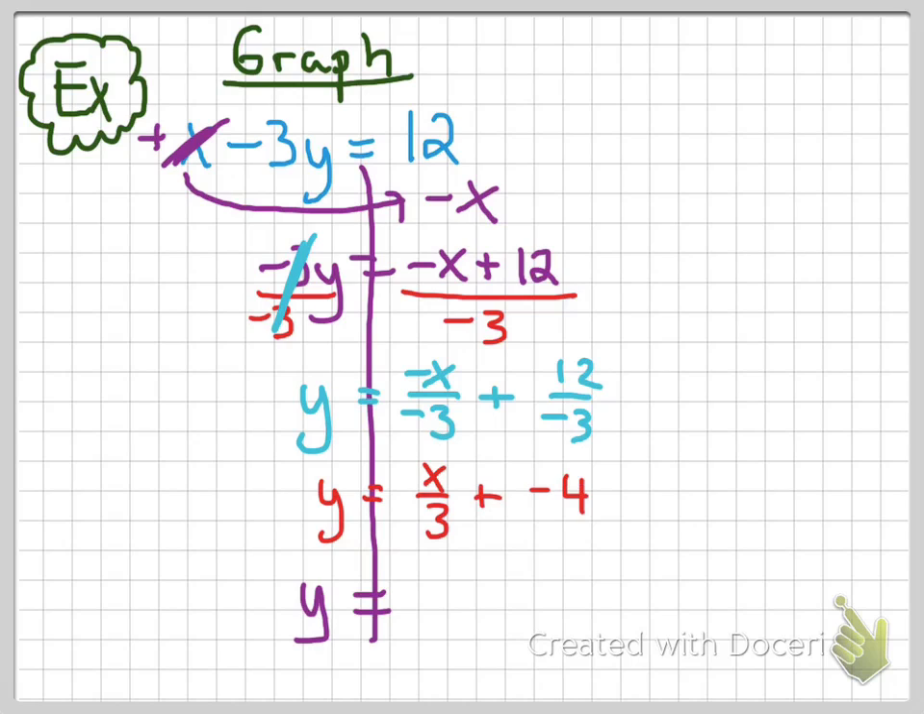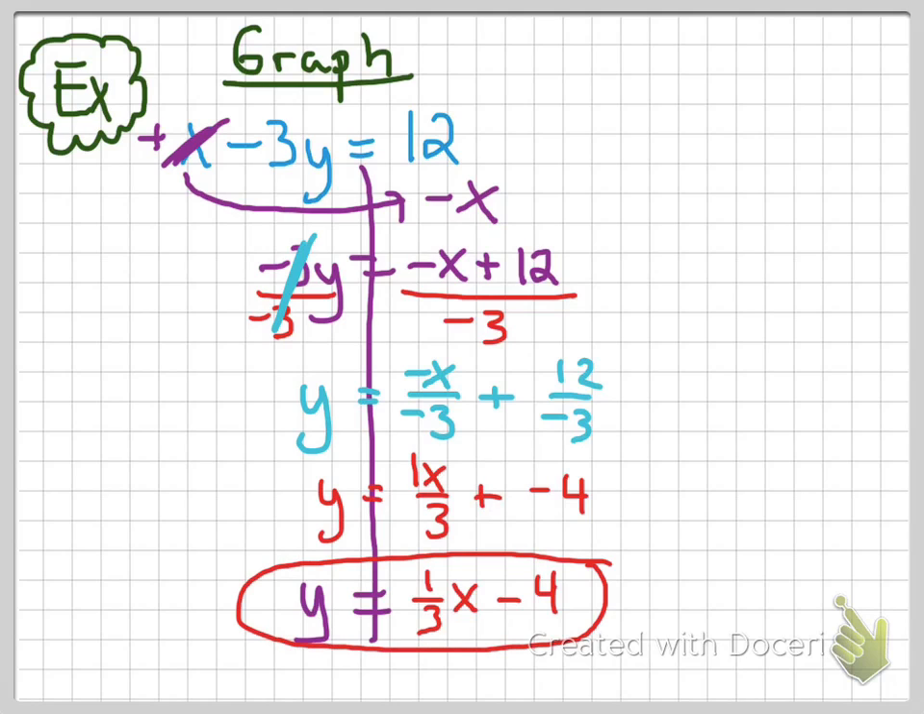And to make this just a tiny bit nicer so I'm ready to graph, I'm going to think of this as like a 1x. So I'll put a little 1 here, which means I have a 1/3 x plus a negative 4, so I'll just write minus 4. Make this simpler. And I'm going to get this answer of y equals 1/3 x minus 4. Now that I can graph. So y equals 1/3 x minus 4.